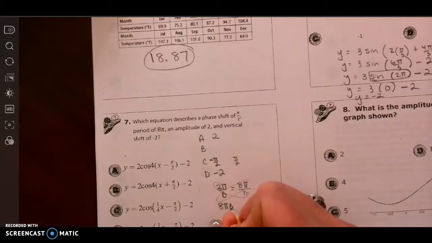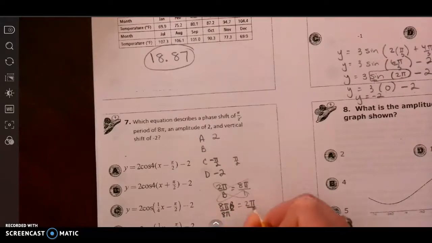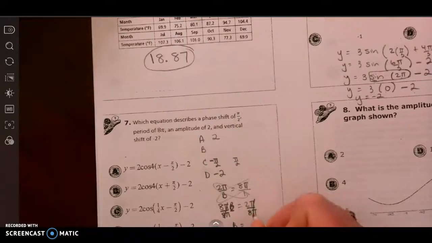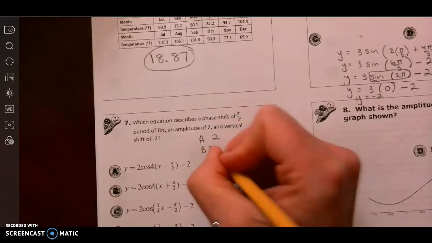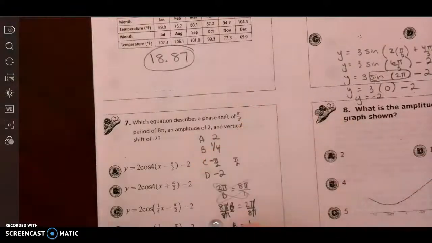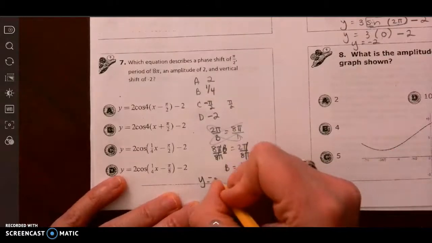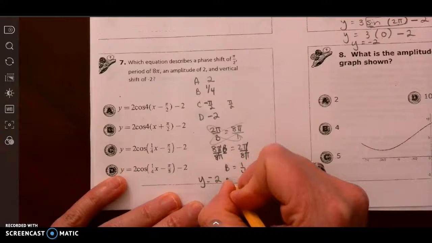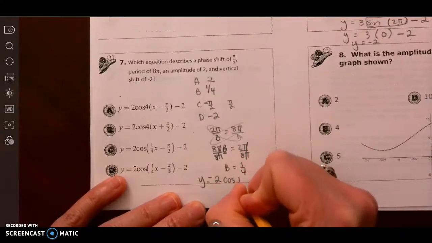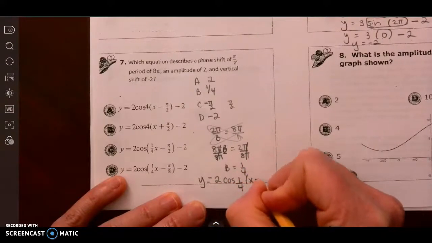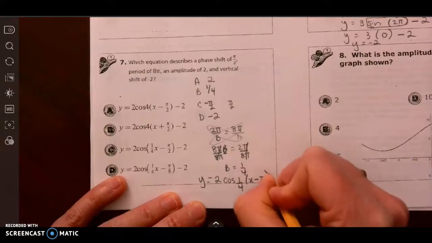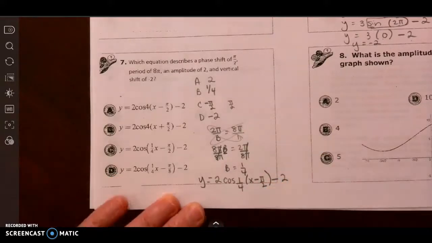8 pi B equals 2 pi. Since I'm solving for B, I divide by 8 pi on both sides. So B equals 1/4. So when I go to write my equation, y equals 2 times the cosine of 1/4 times x minus pi over 2, minus 2.